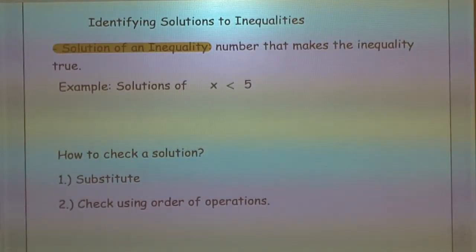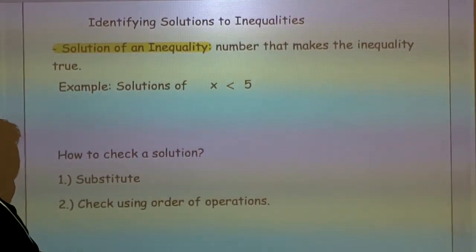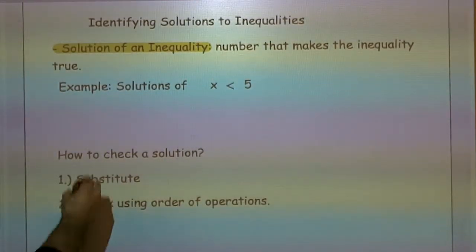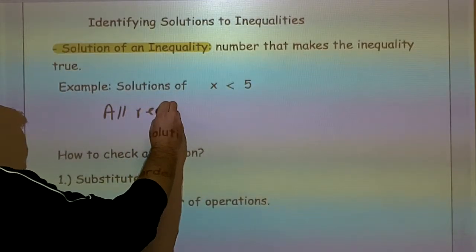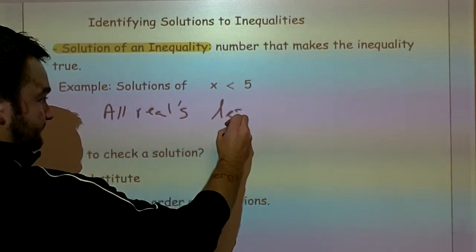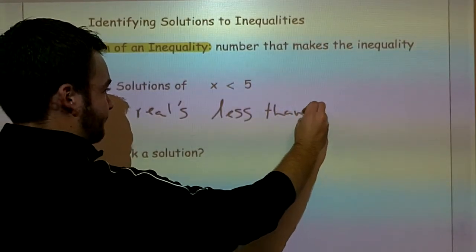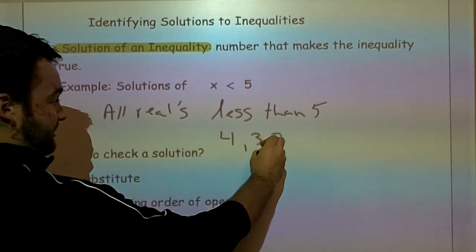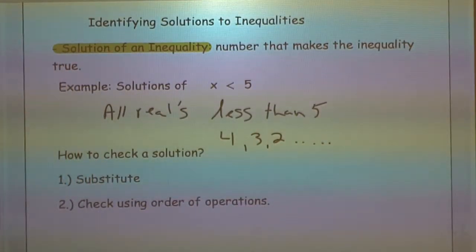Now, identifying solutions to inequalities. Again, very similar to how we treat it with an equation. A solution of an inequality is a number that makes the inequality true, just like a solution of an equation is a number that makes that equation true. There are going to be multiple solutions in this case. Solutions of x is less than 5 are all real numbers less than 5.